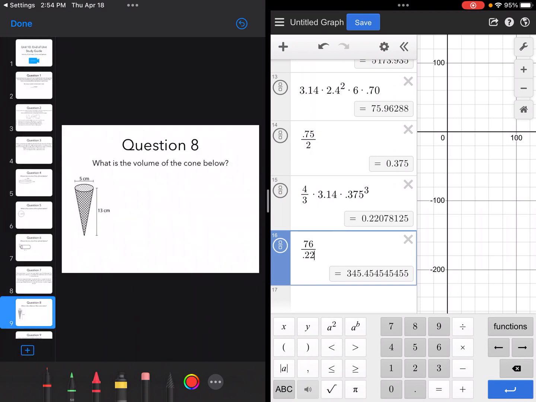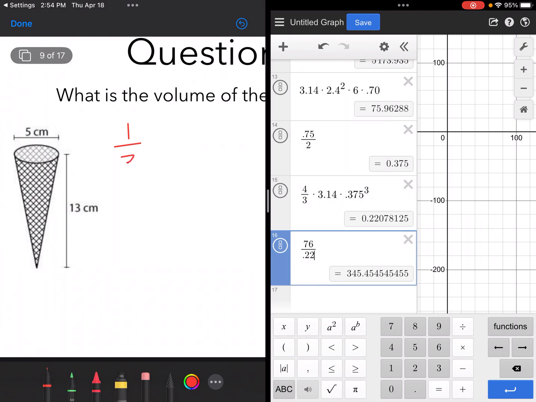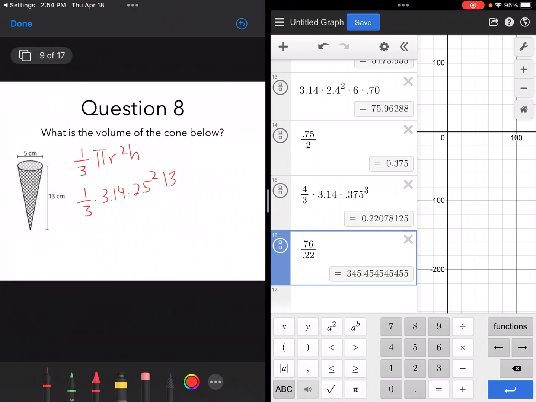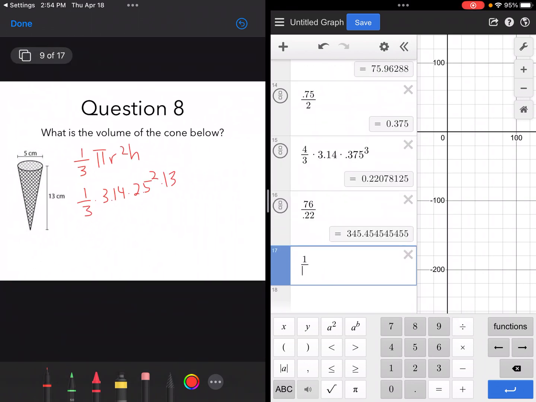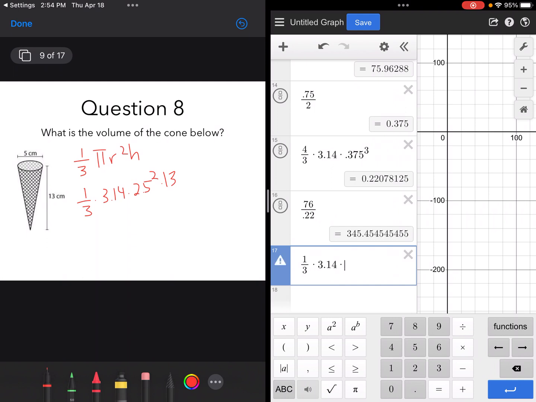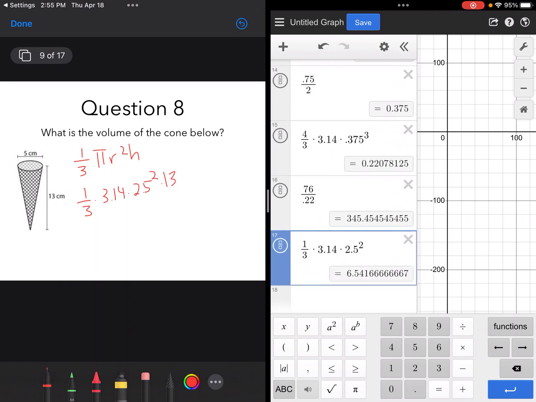So we have a cone. So 1/3 pi radius squared height: 1/3 times 3.14 times 2.5, because they're giving us the diameter, times 13. And I get 85.